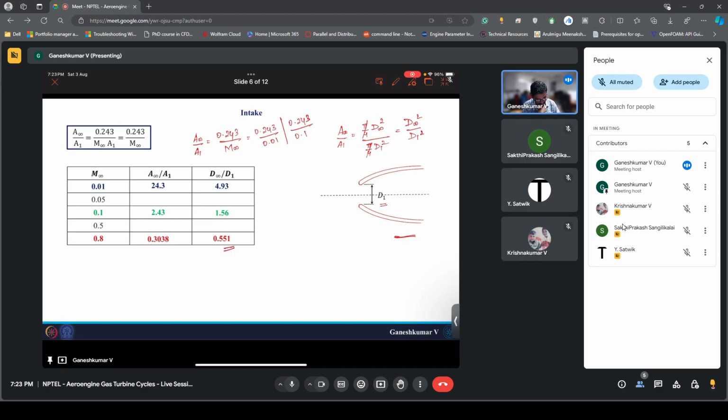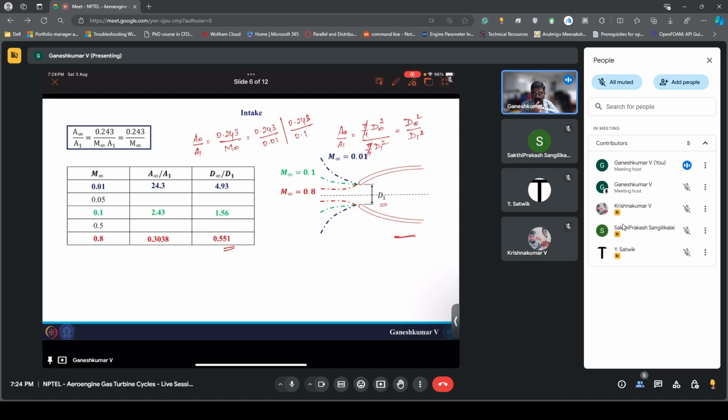So let me also plot this. The red dotted line here corresponds to the capture area. So only the air which is within this area enters your engine. That is the whole idea of this capture area. To give a perspective, I plotted all these three. The blue dotted line is for 0.01, the green dotted line is for 0.1, and the red dotted line is for 0.8. So as you increase the Mach number, your capture area decreases. That's the takeaway of this exercise.